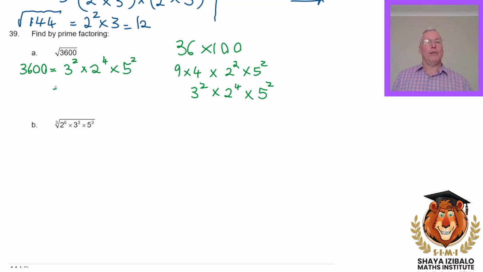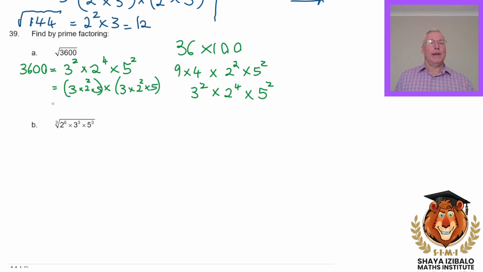Now, in finding a square root, we want to create two identical groups. Can we share those factors out, all right, so that both brackets are exactly the same? And we can, and the reason we can is there's an even number of each of them. How many 3's should I put in each bracket? Just one. How many 2's can I put in each bracket? 2. And how many 5's can I put in each bracket? Just one as well.